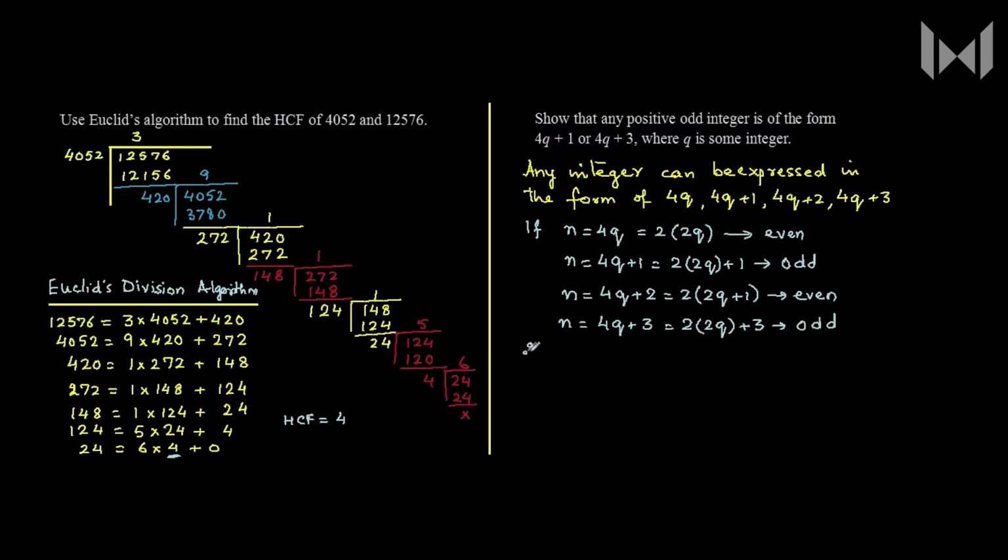And therefore the statement, any positive odd integer is of the form 4q plus 1 or 4q plus 3.